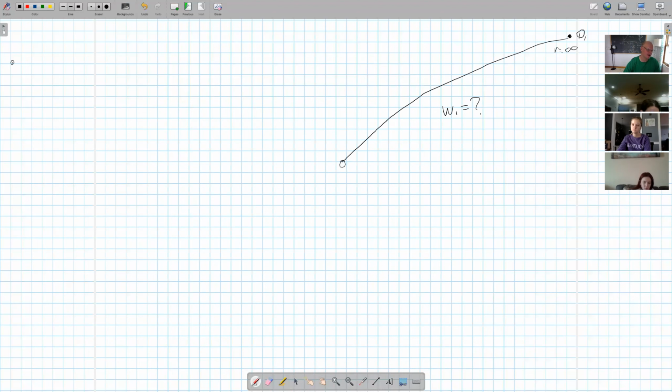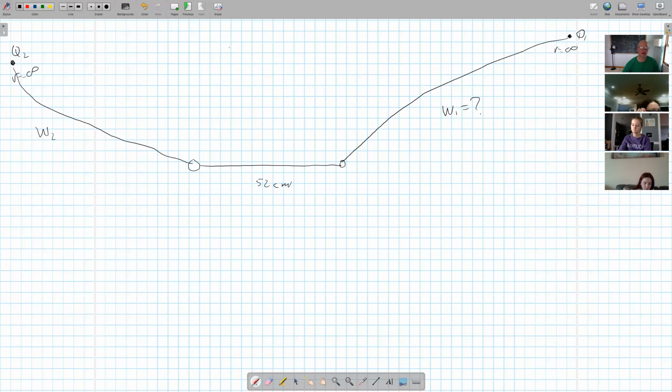Then we're going to come out here, again, to spatial infinity, and we're going to pull Q2 from, again, R equals infinity. So it's an infinite distance away from here. We're going to bring it all the way in and then drop it at this location where these two are going to be 52 centimeters away from each other. This is going to be work 2.